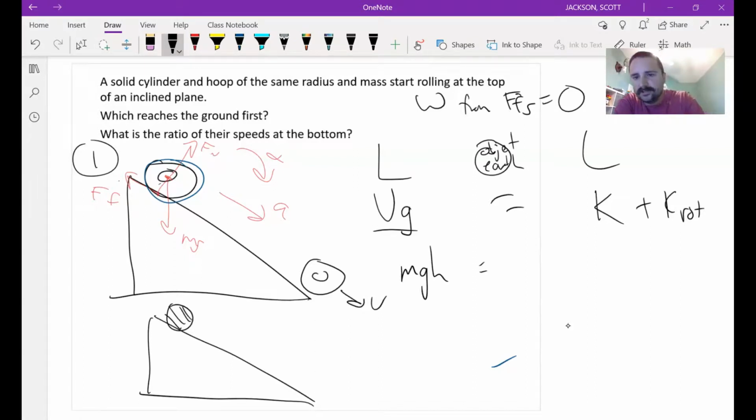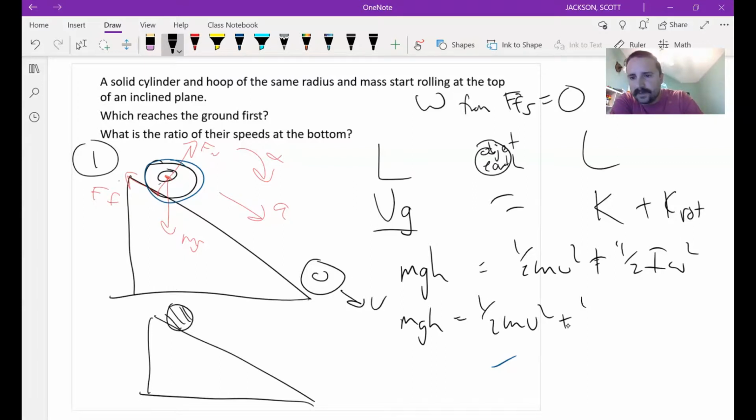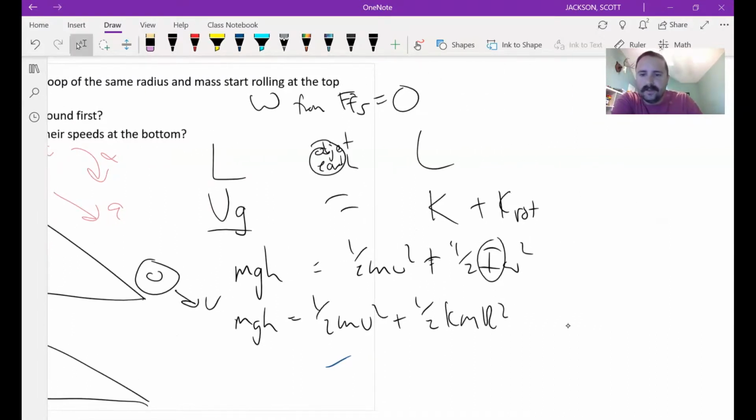This is mgh equals 1/2 mv squared plus 1/2 I omega squared. Let's get these all into linear variables. So mgh, that's all linear, plus 1/2 I, let's call that k mr squared, because it depends. Remember, k is the shape of the object. Now we want to turn omega into linear. So remember, angular times r equals linear. So omega equals v over r.